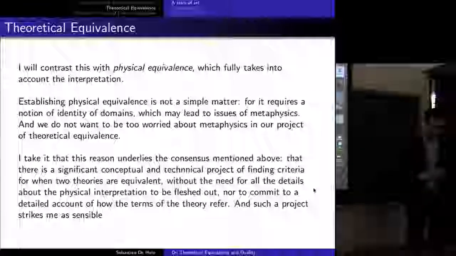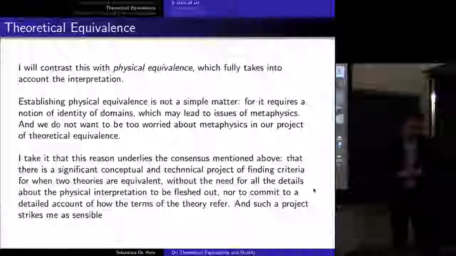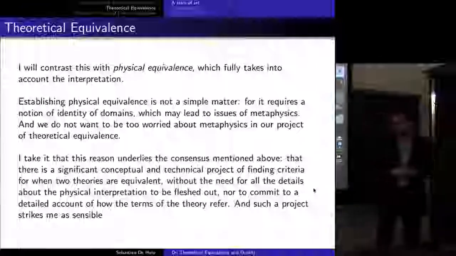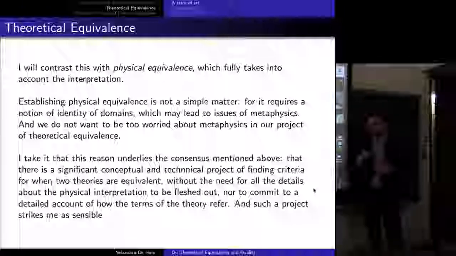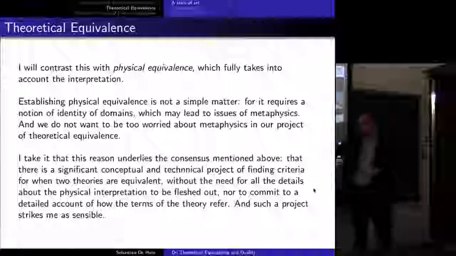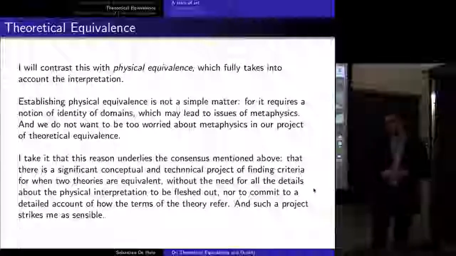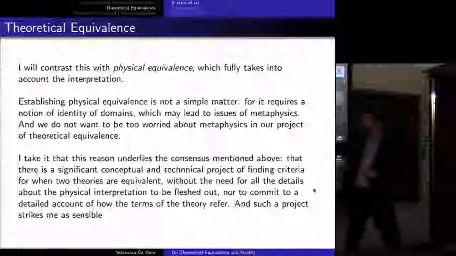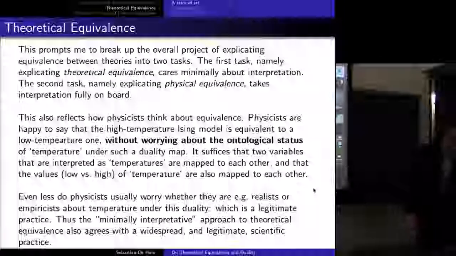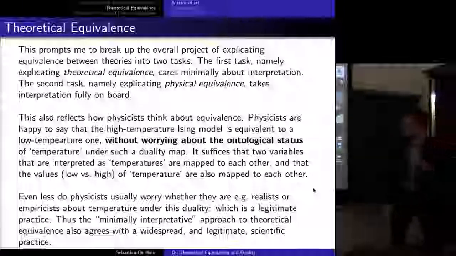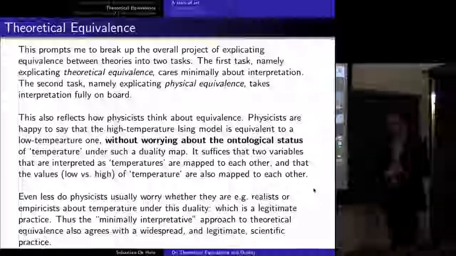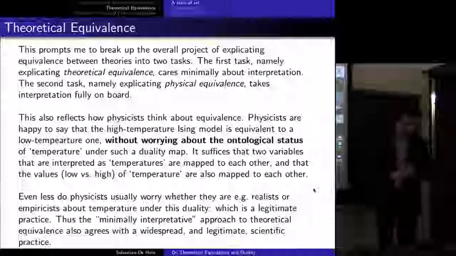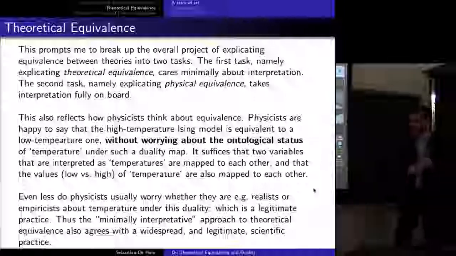So I take it that there is a significant project of formal equivalence without the need for all the details of physical interpretation to be fleshed out while we are doing this formal project, so that we don't need to commit to a detailed account of exactly how terms in a theory refer. And so I think that such a project is sensible, even if one might want to be more ambitious and then later on also study the question of physical equivalence. So this prompts me to break up the overall project of explicating equivalence into two tasks. The first task is explicating theoretical equivalence, which cares minimally about interpretation. The second task is explicating physical equivalence, which takes interpretation fully on board.